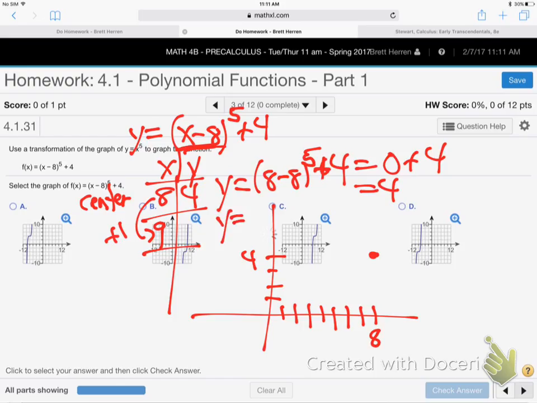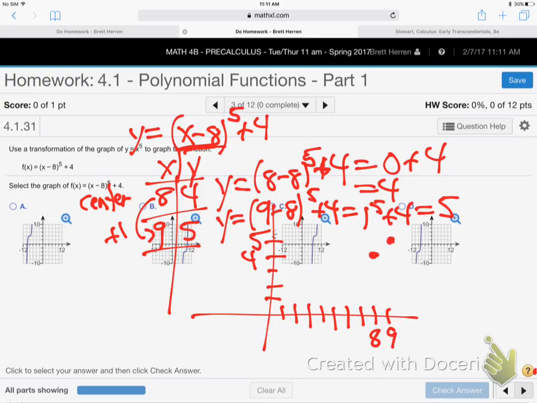So what do we got? y equals 9 minus 8 to the 5th plus 4. What is that? 1 to the 5th plus 4. So that's just 5. You good there? Over 9, up 5. So it's just right there.